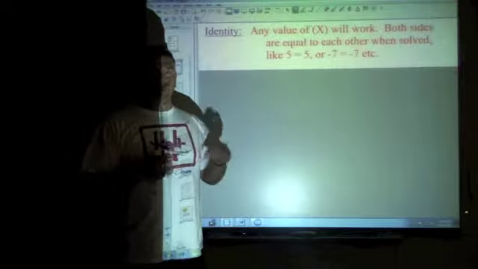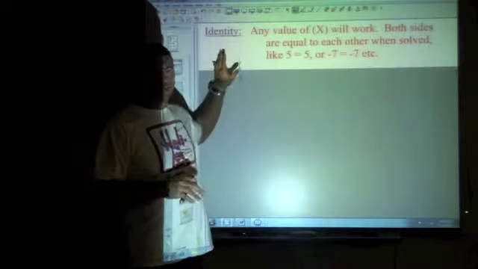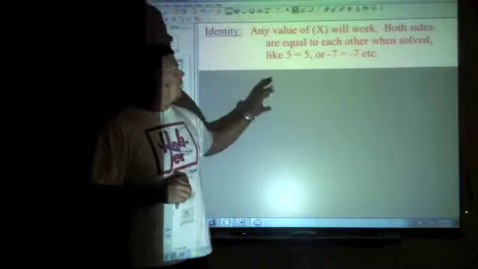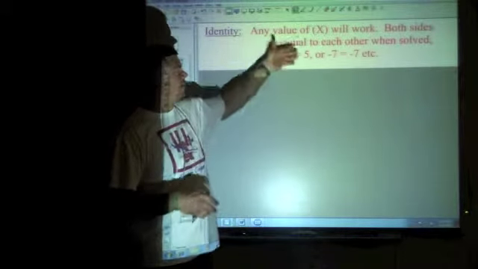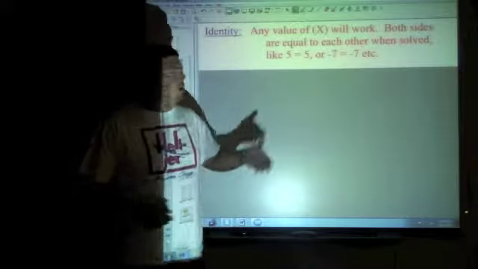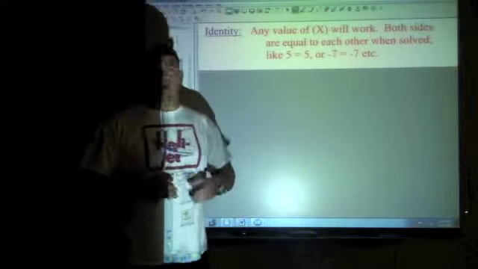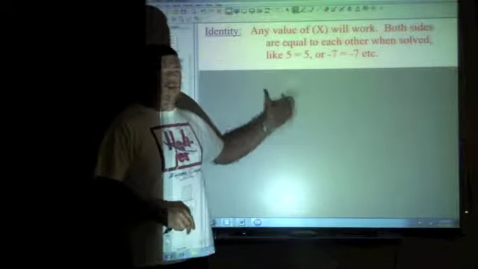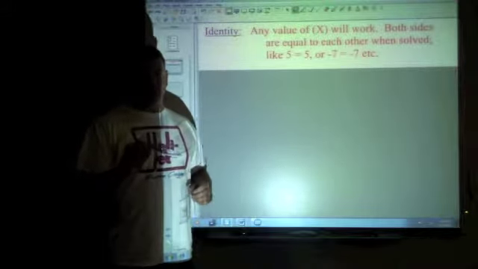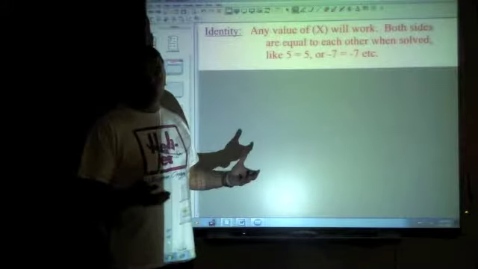And eventually, when it all gets done, all the x's will cancel themselves out, and we'll be left with a number equal to itself on the other side. For example, it might say 5 equals 5. It might say 1 equals 1, or negative 7 equals negative 7. But one side will be exactly the same as the other side. And as we get more familiar with these, we'll be able to tell that we'll have the exact same thing on both sides even earlier.